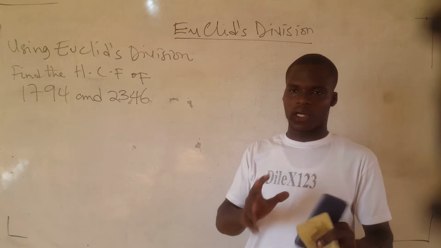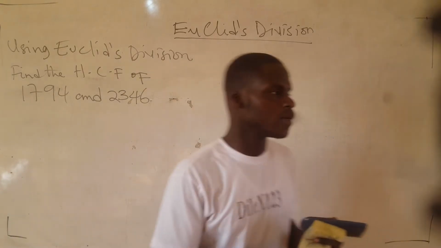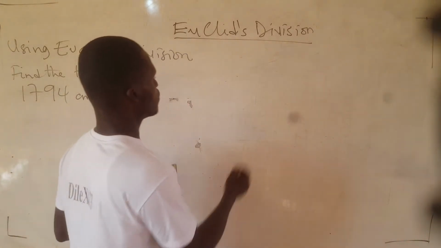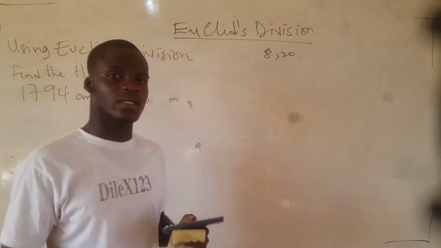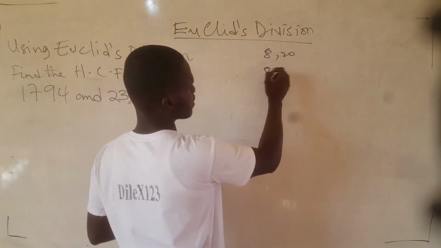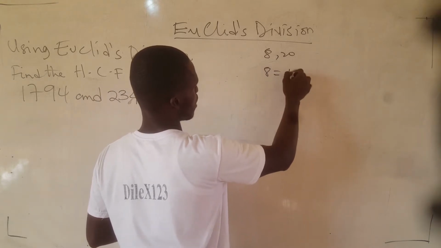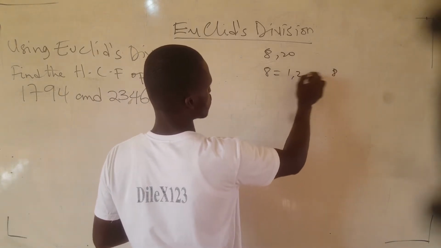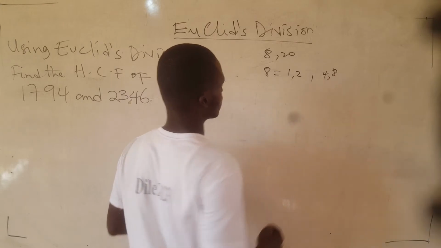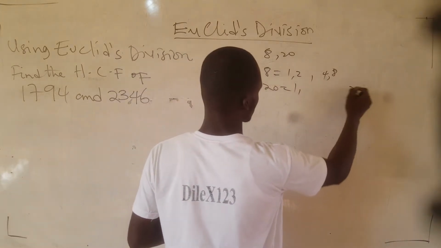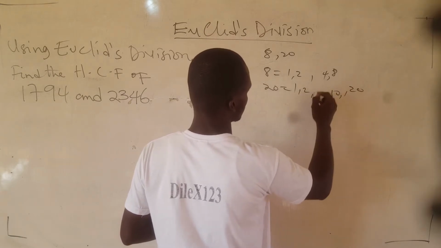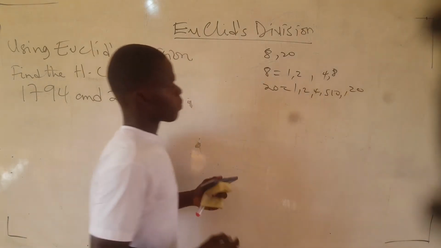Let's take a very simple one before we look at this. From elementary or primary school, we learned that we want to find the highest common factor of two numbers. Let's say 8 and 20. We'll first find the factors of 8: we have 1, 8, 2, 4. I think that is it. Then the factors of 20: we have 1, 20, 2, 10, 4, 5. I think that's it.